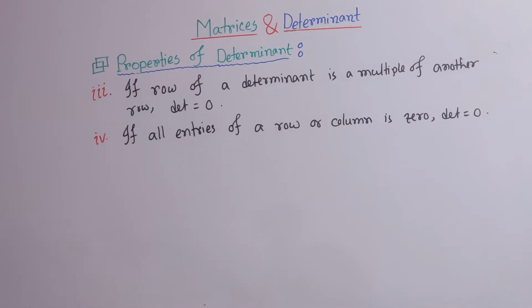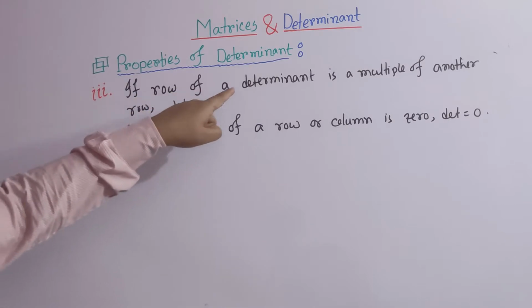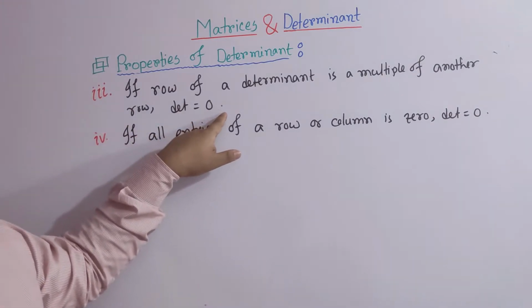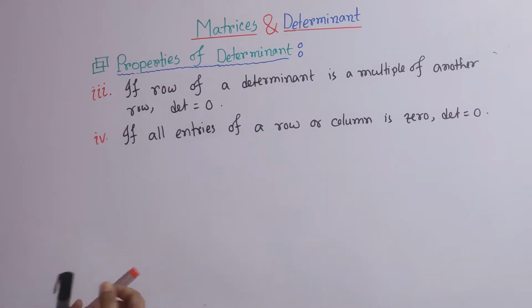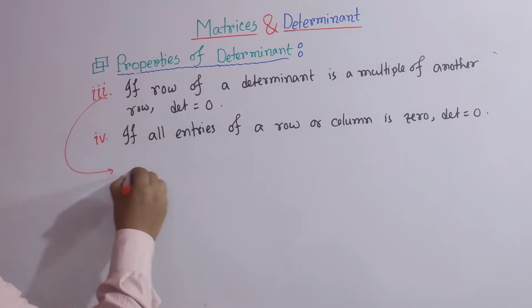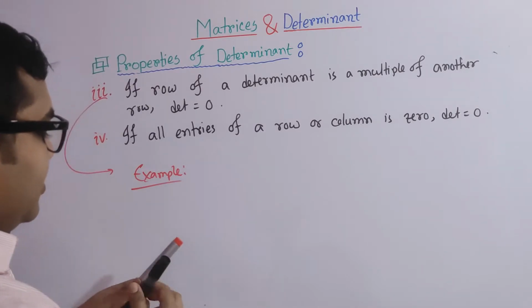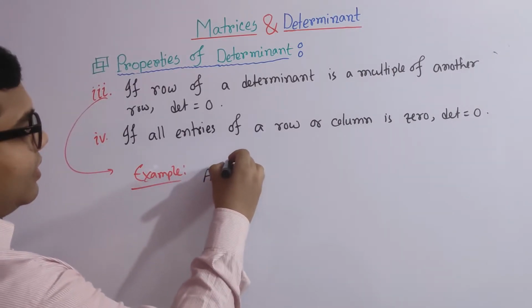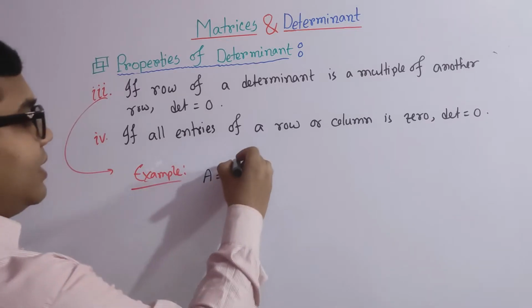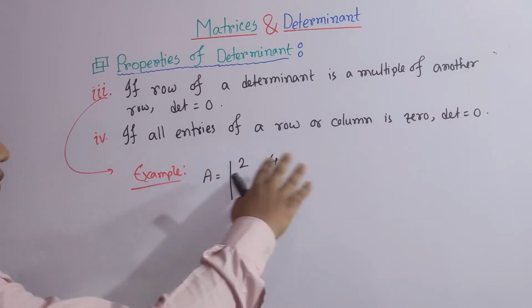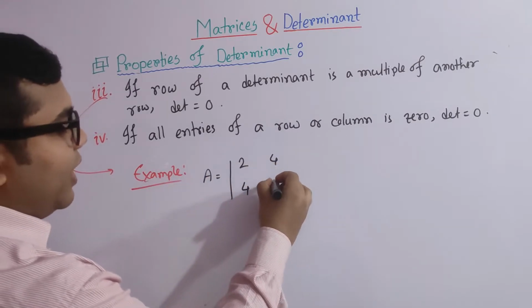So dear students, now I am trying to focus on two very important rules. The first rule says that if a row of a determinant is a multiple of another row, then the determinant would be 0. That means, suppose for this part we are going for an example, a matrix looks like this, and we are going for the determinant. Suppose this is 4 and this is 2. So 2, 4 is a row, and another row, suppose, is 4 and 8.